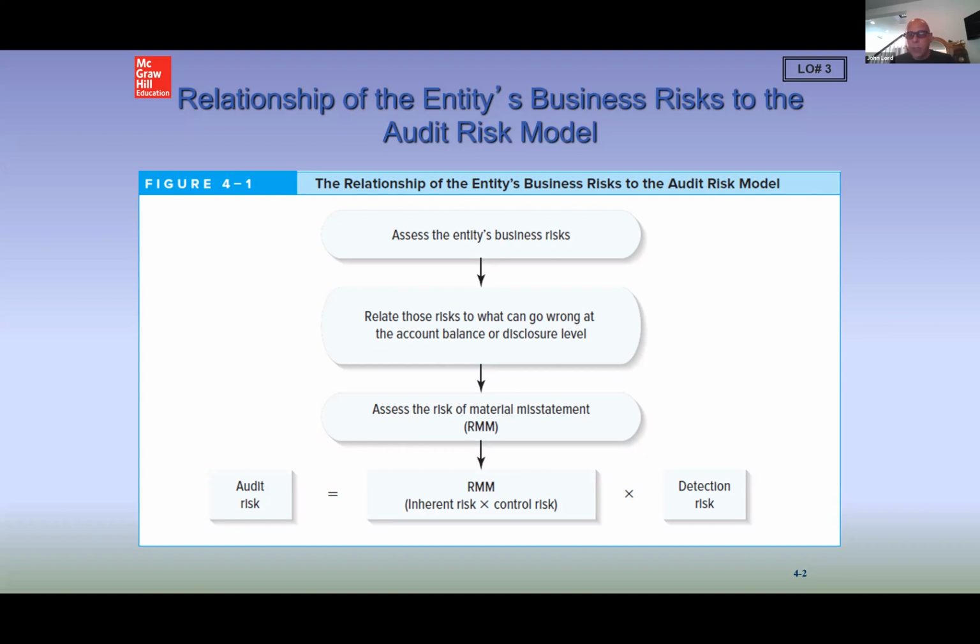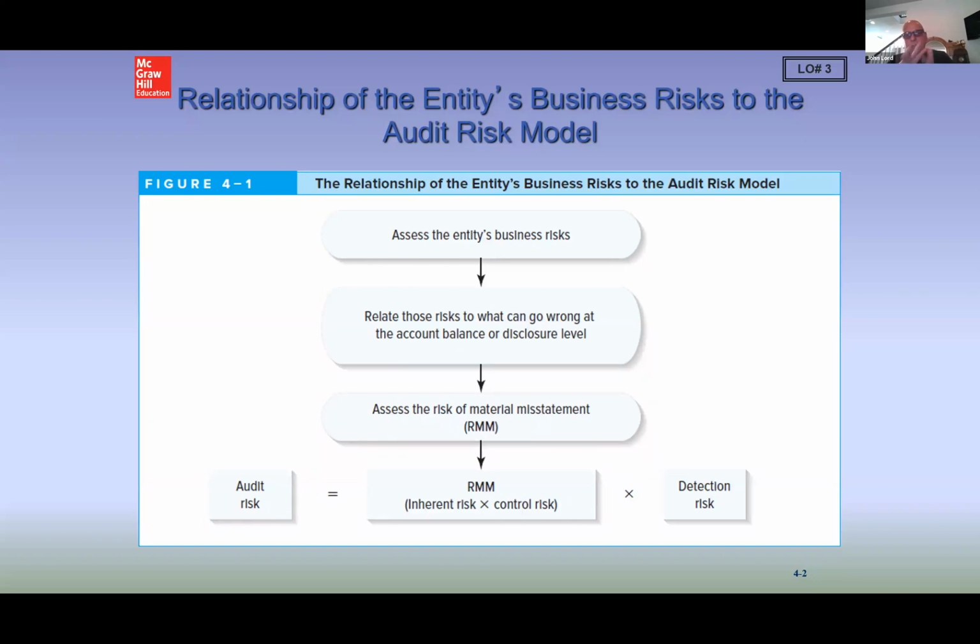Okay, inherent risk is a risk associated with a financial statement item that the auditor cannot control. For example, cash has a high inherent risk. Maybe things like fixed assets have a lower inherent risk.